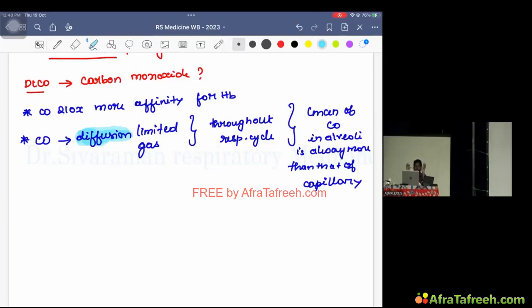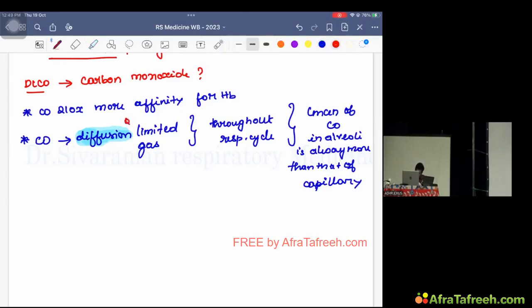However much you give, your RBC will keep taking up carbon monoxide. It will receive however much carbon monoxide you are giving. So carbon monoxide is a diffusion limited gas, whereas oxygen and CO2 are perfusion limited gases. This is very, very important and a very potential MCQ. Carbon monoxide is used because it is a diffusion limited gas.